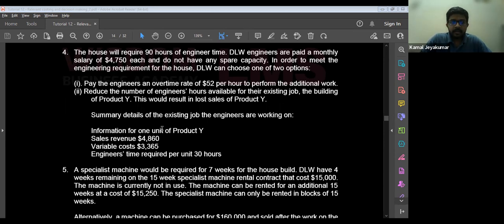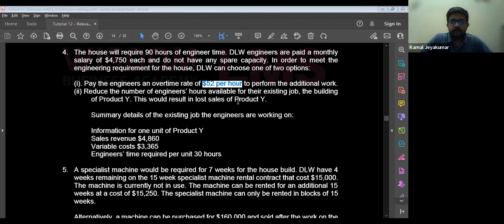That's easy, right? You need 90 hours of labor at $52 per hour. So $52 into 90 hours, that's 4,680. 4,680 is the relevant cost if you go for the overtime option.